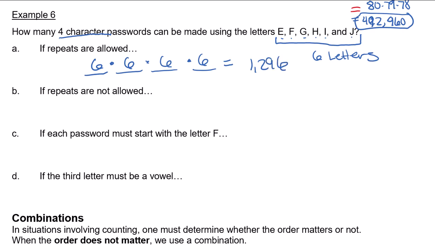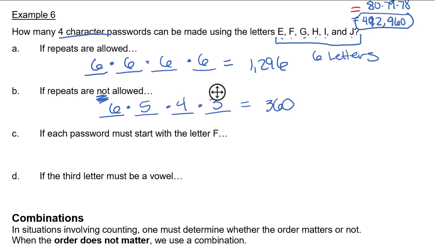1,296. If repeats are not allowed, then when we pick for the 4-letter password, we have 6 on the first pick, but because repeats aren't allowed, that leaves only 5 for the second pick, 4 for the third pick, and 3 for the last pick, which makes only 360 combinations. So allowing for repeats definitely gives more possibilities.